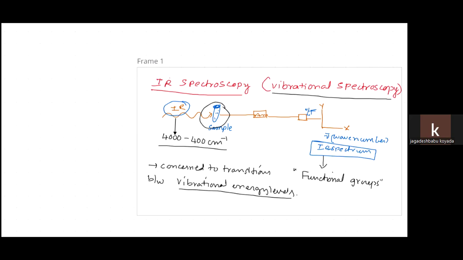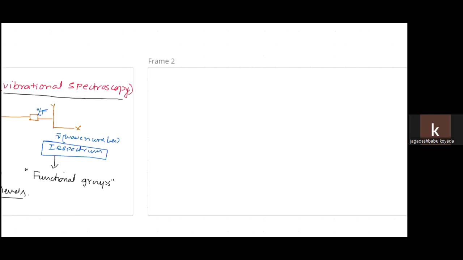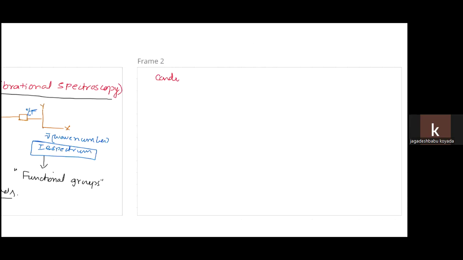So what are the conditions for vibrational spectroscopy? First one: the molecule must have a permanent dipole moment, meaning the dipole moment is not equal to 0. Generally, H2 is a non-polar molecule, the best example of a non-polar molecule, and HCl is an example of a polar molecule.